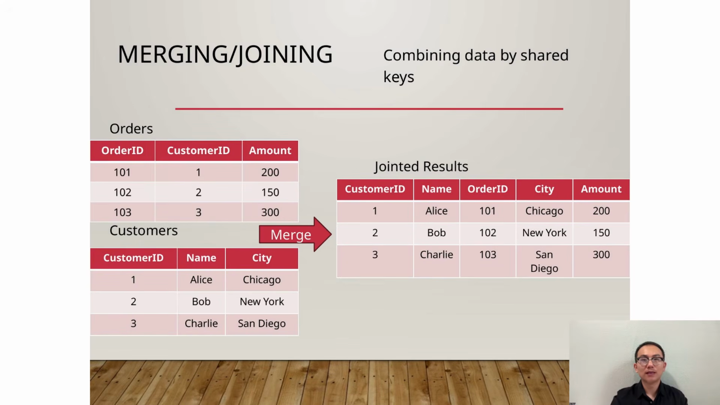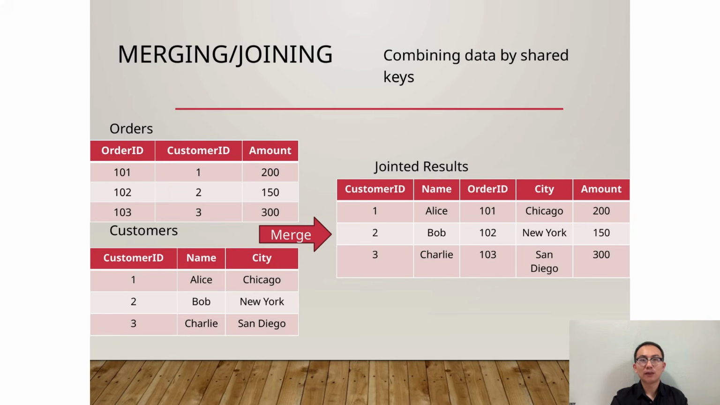The next one is about joining or merging data. This means combining two or more datasets based on a common key, usually a shared column like a customer ID. The goal is to create a more complete and useful dataset. Sometimes the information you need isn't all in one place, it's spread across different tables. Joining helps you bring it all together.